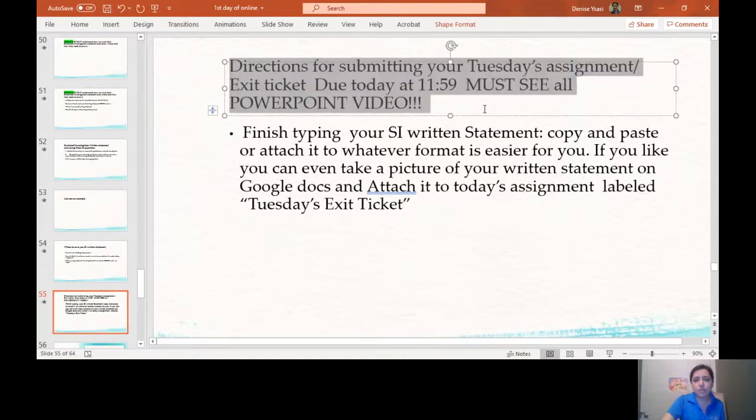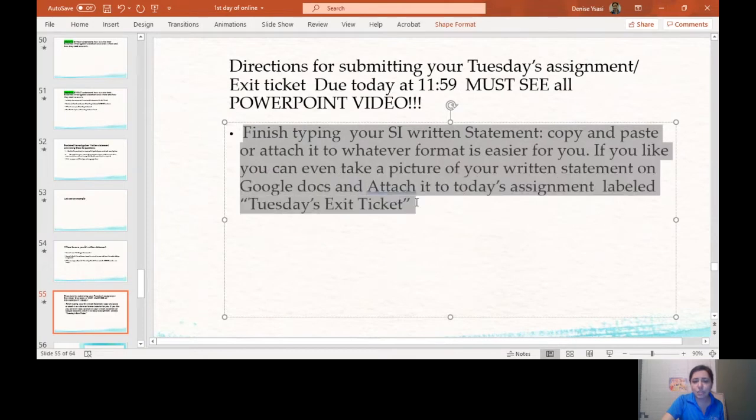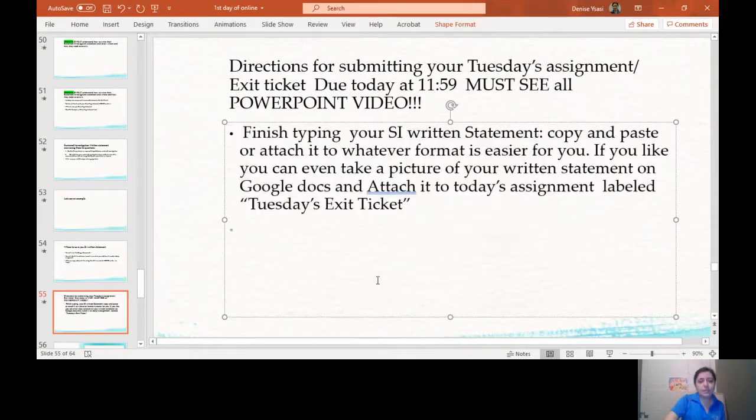Directions for submitting your Tuesday's assignment, exit ticket due today at 11:59. Must see all PowerPoint video. You will finish typing your sustained investigation written statement, copy and paste or attach it to whatever format is easier for you. If you like, you can even take a picture of your written statement on Google Docs and attach it to today's assignment labeled Tuesday's exit ticket. So guys, that is today's exit ticket.